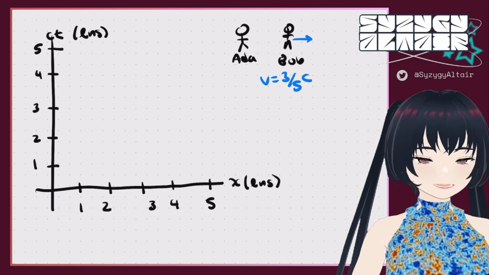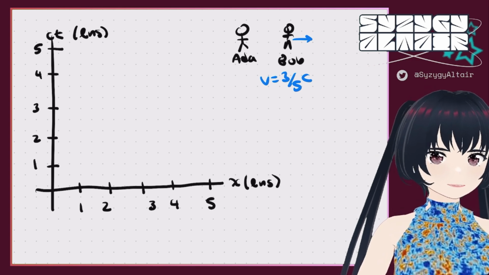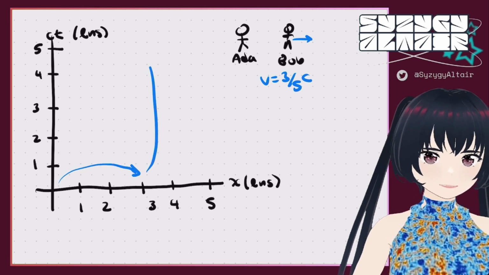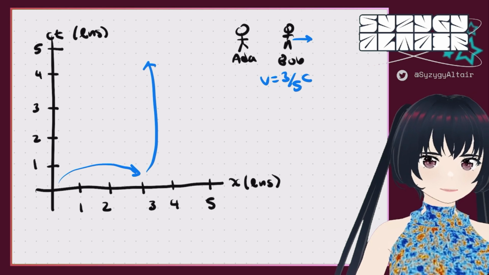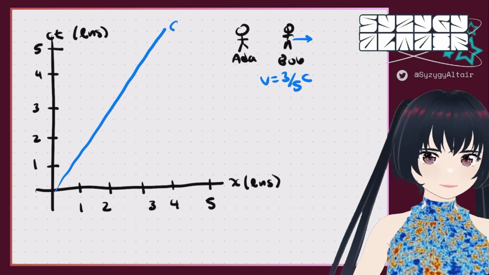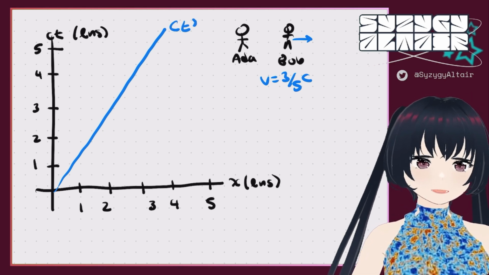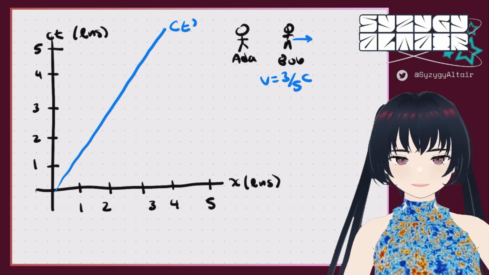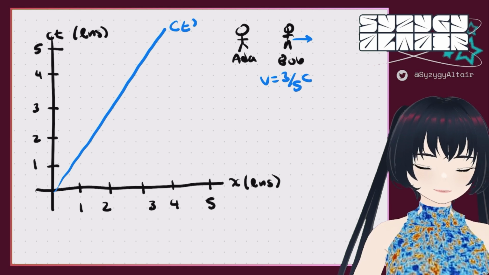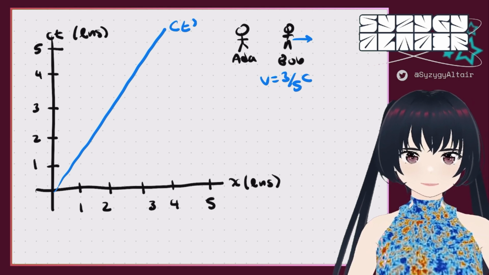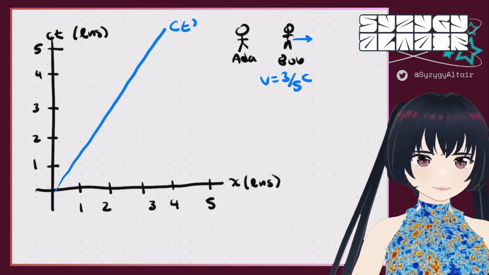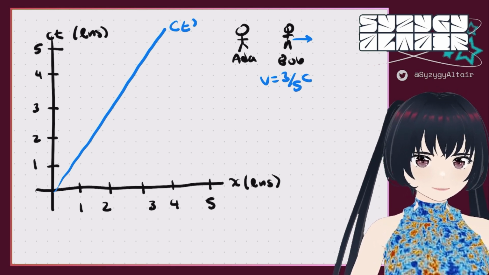Since Bob is moving at 3/5 of the speed of light, he travels 3 light nanoseconds in position over 5 light nanoseconds in time. Therefore, we can draw the primed t-axis, representing his time, with this slope. This axis connects all the events at Bob's position, x prime equal to 0. For his primed x-axis, we can draw it based off of where his primed t-axis is. We know that for a coordinate system, the x-axis emerges at t equals 0.